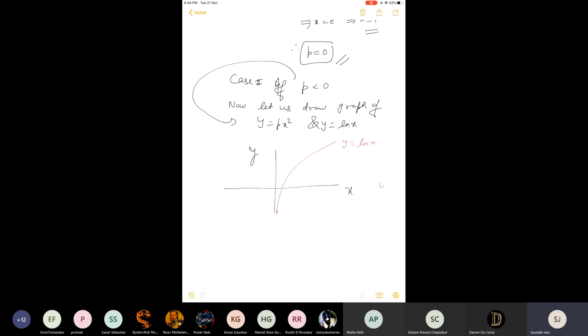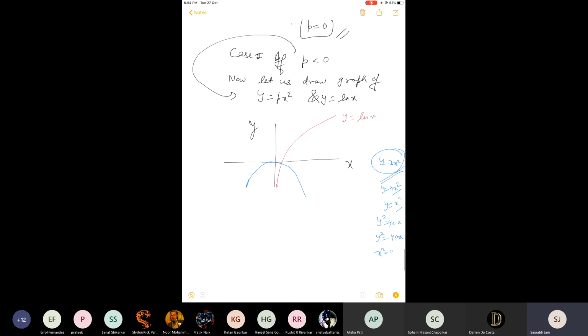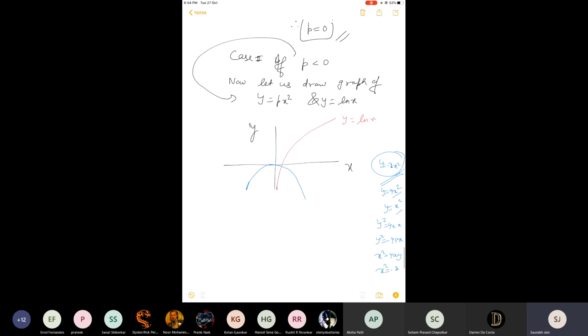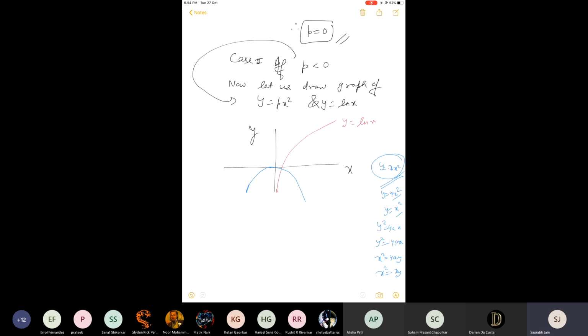If you have anything like y equals minus 2x square, y equals 4x square, or y equals x square, and you don't know how to draw the graph, it will be a parabola, because these were the four standard equations: y square equals 4x, y square equals minus 4x, x square equals 4ay, x square equals minus 4ay. Our question is comparable to the last form, and the vertex will be 0 0.